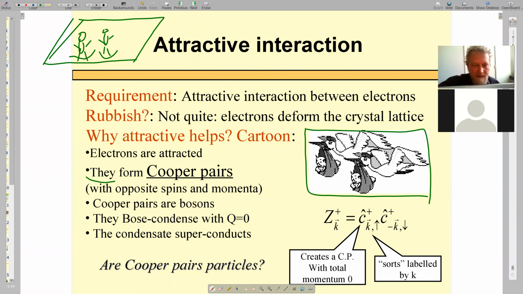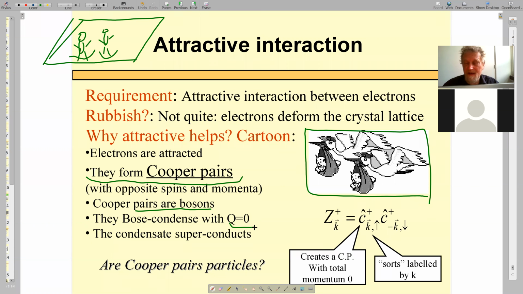They form pairs. They form Cooper pairs, named after Cooper, who was one of the discoverers of superconductivity. It means that electrons come with opposite spins and opposite momentum, opposite wave vectors, to form a pair, which is, let us see, first, a boson. Second, its momentum is about 0. And there's no spin.